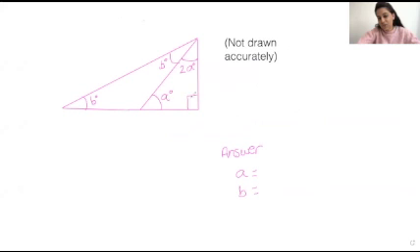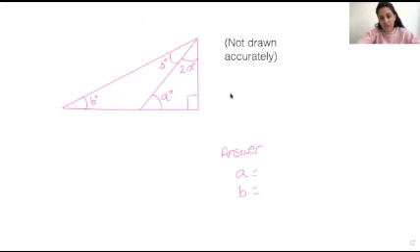I can see two triangles here. So let's look at this triangle first. We are given an angle over here, an angle over here, and a right angle. Now, angles in a triangle add up to 180 degrees. So surely that means that this angle plus this angle plus this angle all add up to 180 degrees.